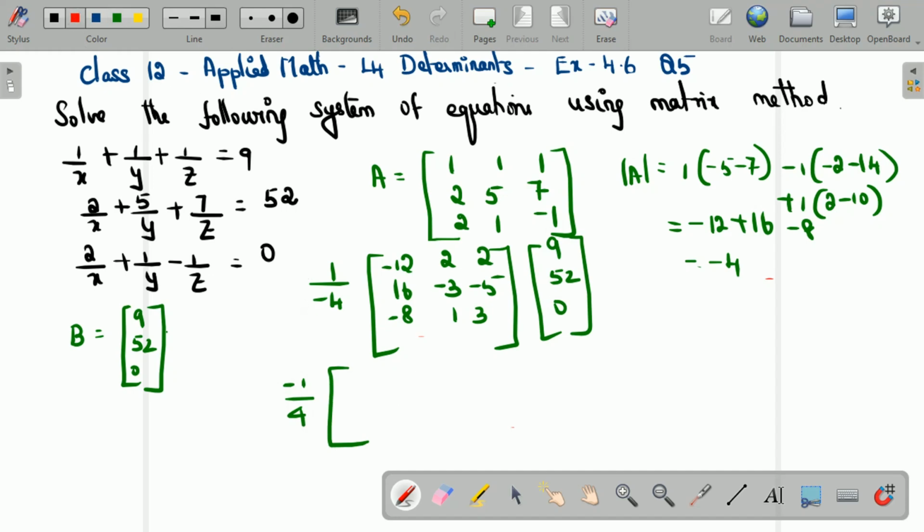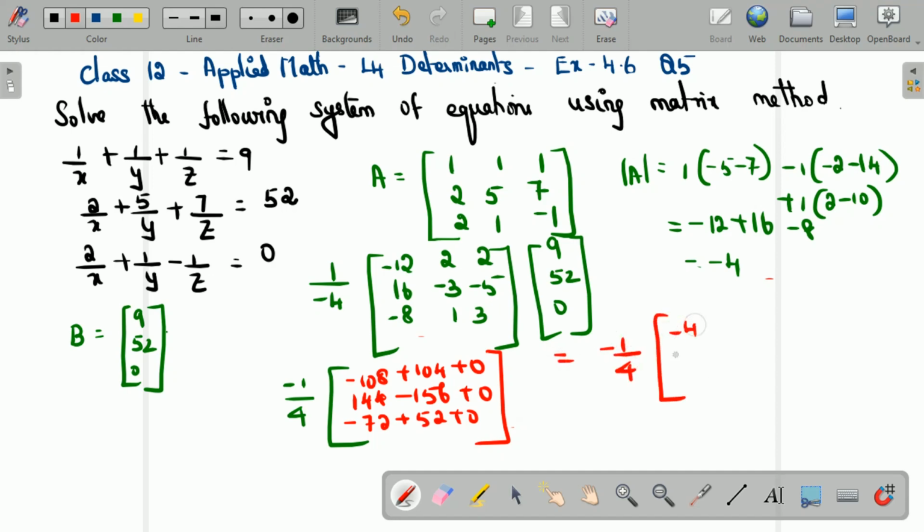So this is going to be equal to minus 108 plus 104 plus 0. This is 144 minus 156 plus 0. And this is minus 72 plus 52 plus 0. So you simplify, this is minus 1 by 4 of minus 4, minus 12 and minus 20. So each term you divide by minus 4, you will get the value as 1, 3 and 5.